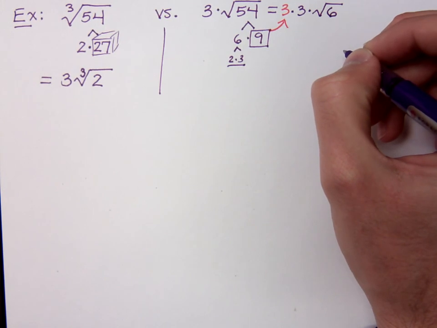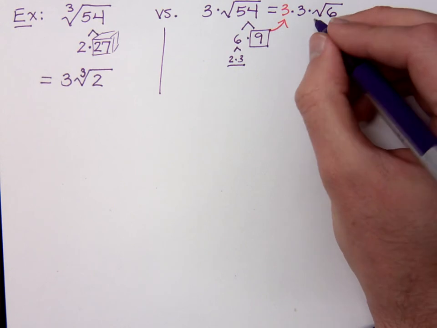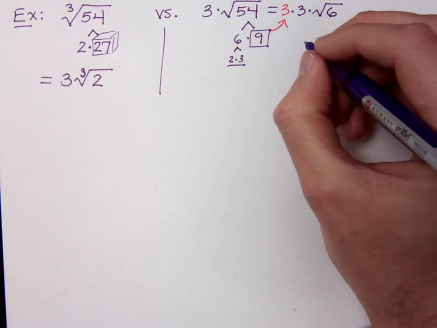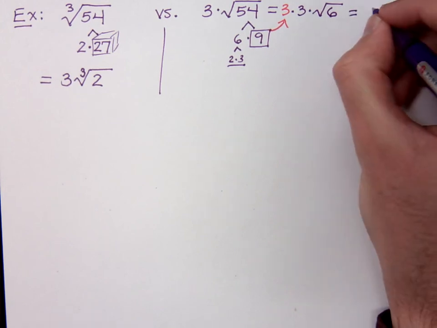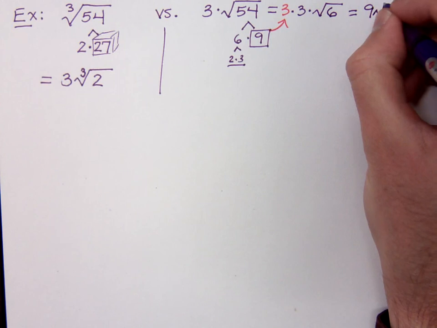No matter how you break 6 down, do you get anything else to come out of that square root? No. But am I going to leave this as my answer? No. So what is this as my final answer? 9 square roots of 6. 9 square roots of 6.